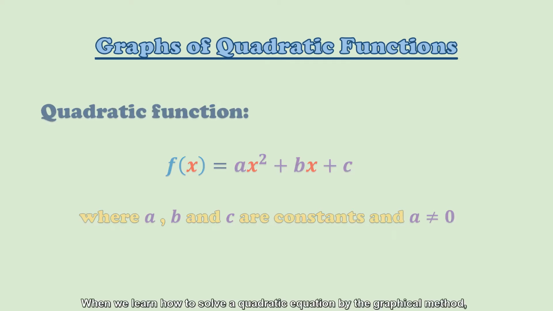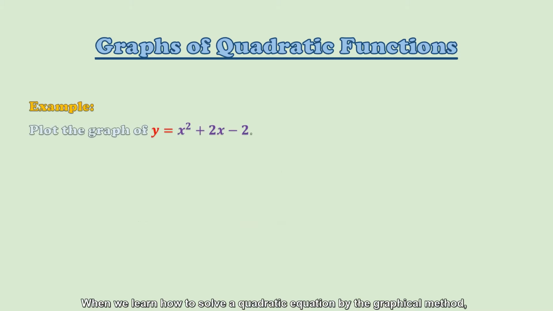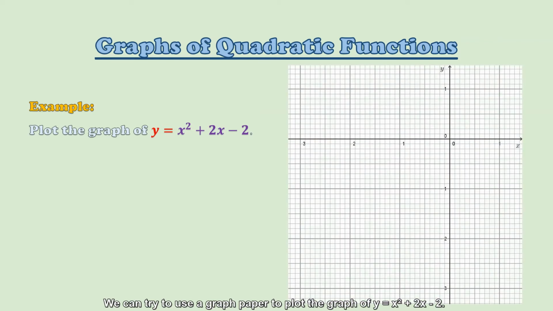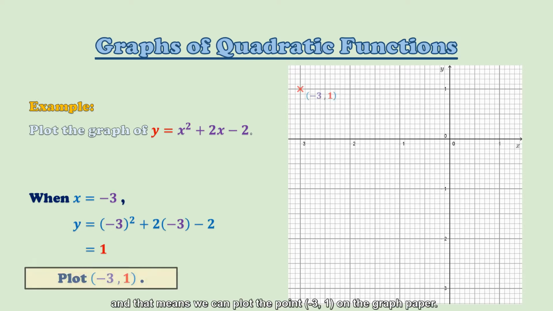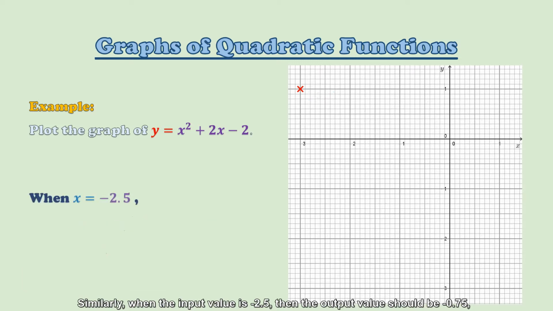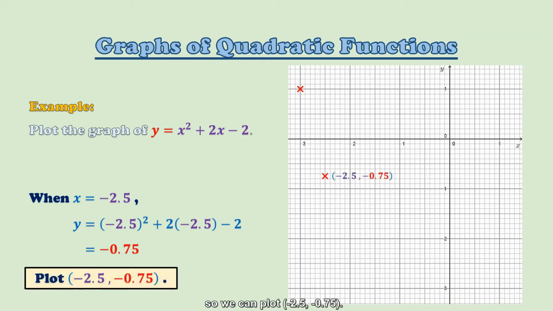When we learn how to solve a quadratic equation by the graphical method, we have come across this example. We can try to use a graph paper to plot the graph of y equals x squared plus 2x minus 2. It means that the vertical axis is the output value of a quadratic function, and the horizontal axis is the input value. When the input value x is minus 3, the output value y should be 1, and that means we can plot the point (minus 3, 1) on the graph paper. Similarly, when the input value is minus 2.5, then the output value should be minus 0.75.